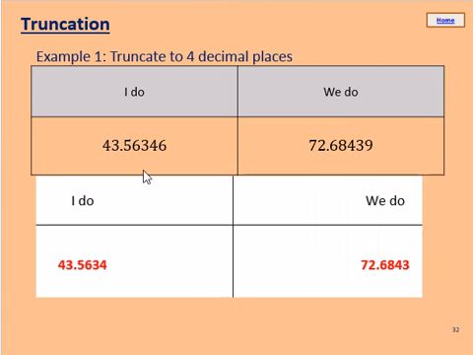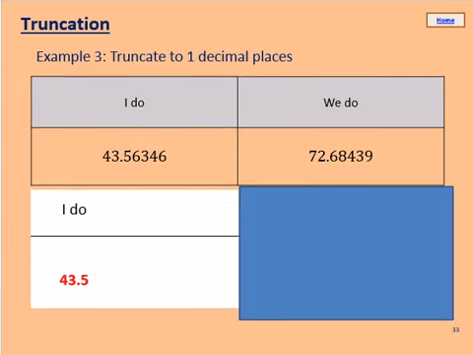So 72.68439. So 4 decimal places, we've got 6843, there are 4 decimal places, and we ignore everything after the 3. So the 9 doesn't round up this 3, we ignore it. So truncate means to ignore everything after that. So our answer should be 72.6843. Ignore everything after the 3. We'll move on to some different examples now.